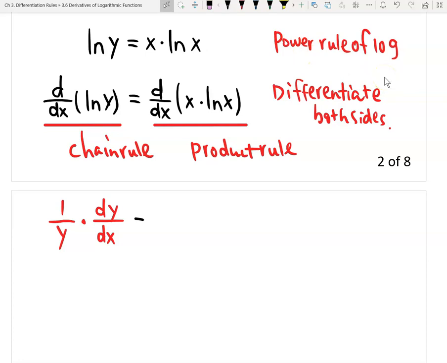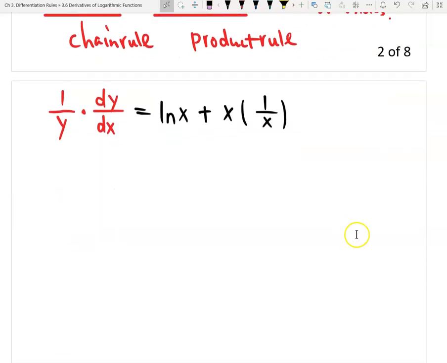Now we're going to the right. The right is just a product. We take the derivative of x, which is 1. So we have 1 times ln x, that is ln x, the first, plus x times the derivative of the second term. Let me write down. The derivative of the natural logarithm is the reciprocal, 1 over x. Almost.